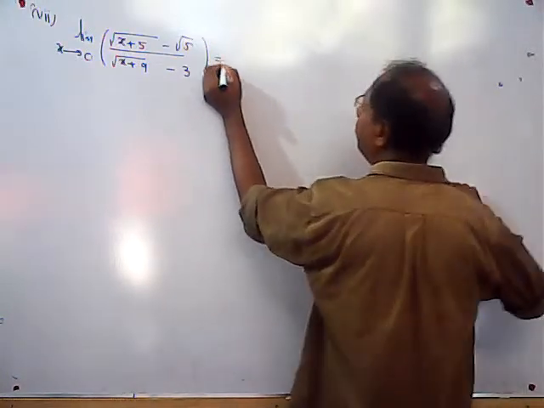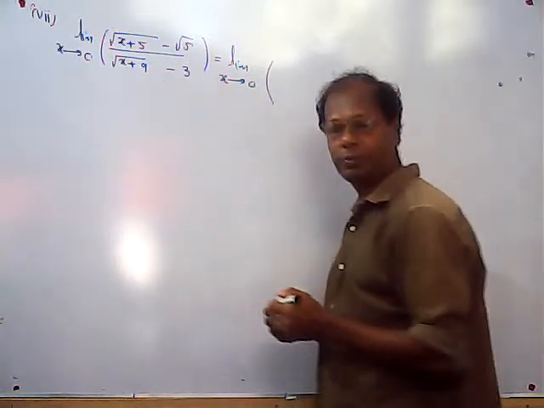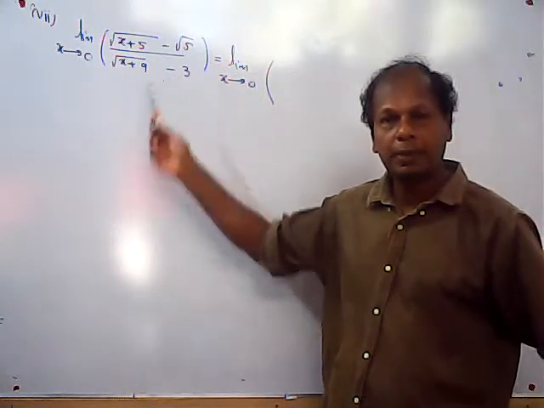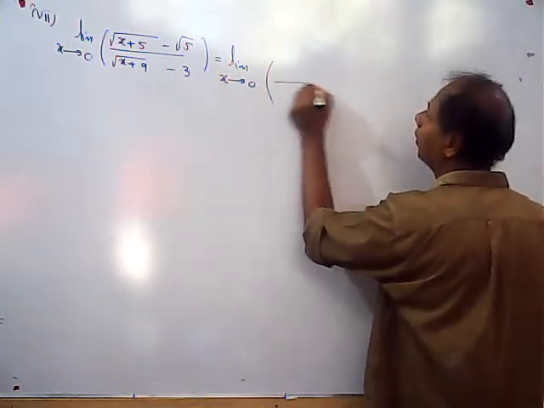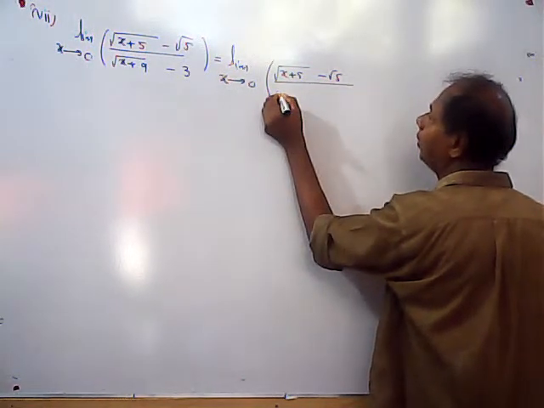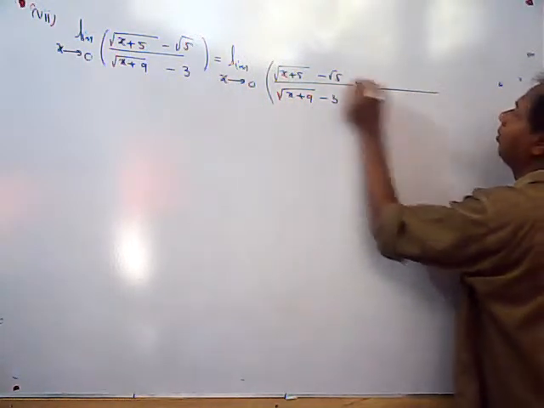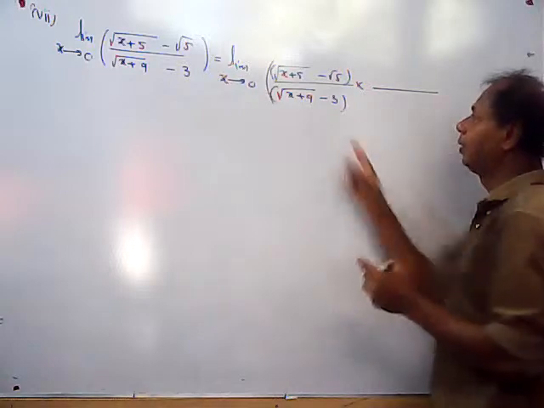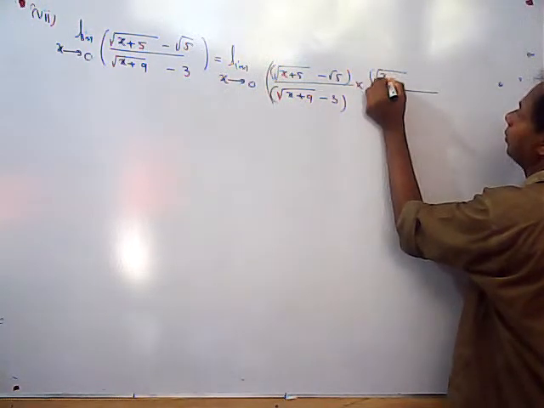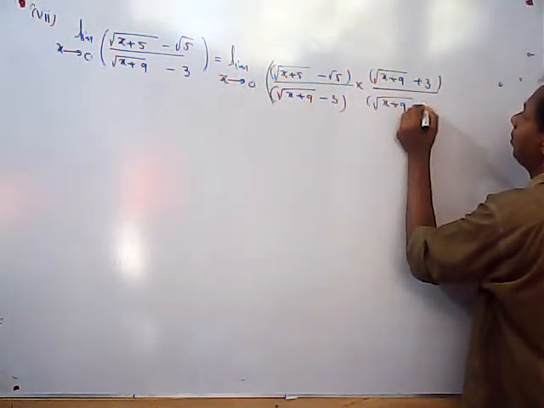Okay, so our method now, because there is a square root in the denominator, is that we change the sign here in the middle and multiply and divide by that. Root of x plus 5 minus root 5 divided by root of x plus 9 minus 3. We multiply and divide by, changing the sign of this, making it plus here, root of x plus 9 plus 3 divided by root of x plus 9 plus 3.